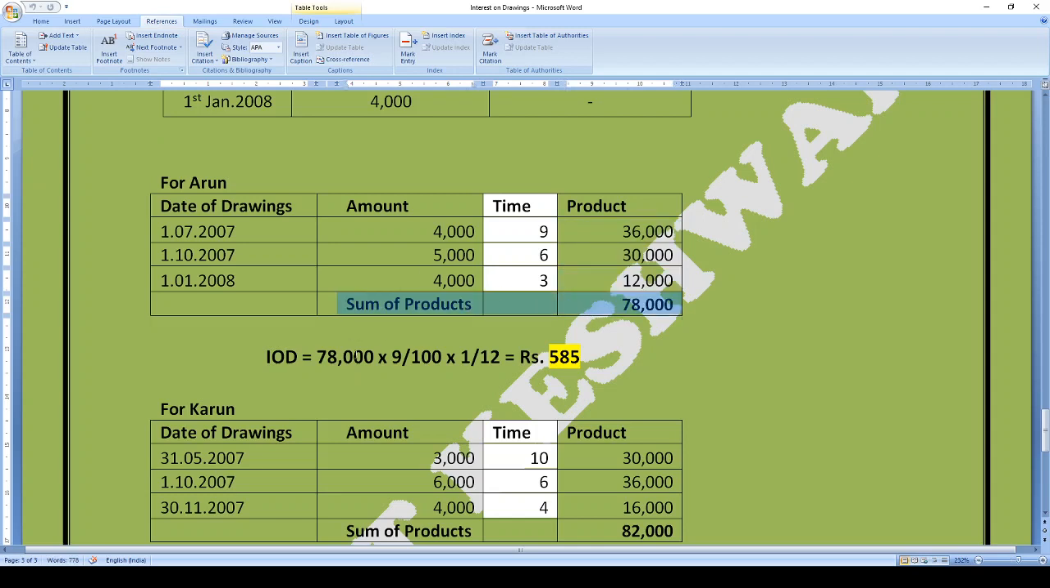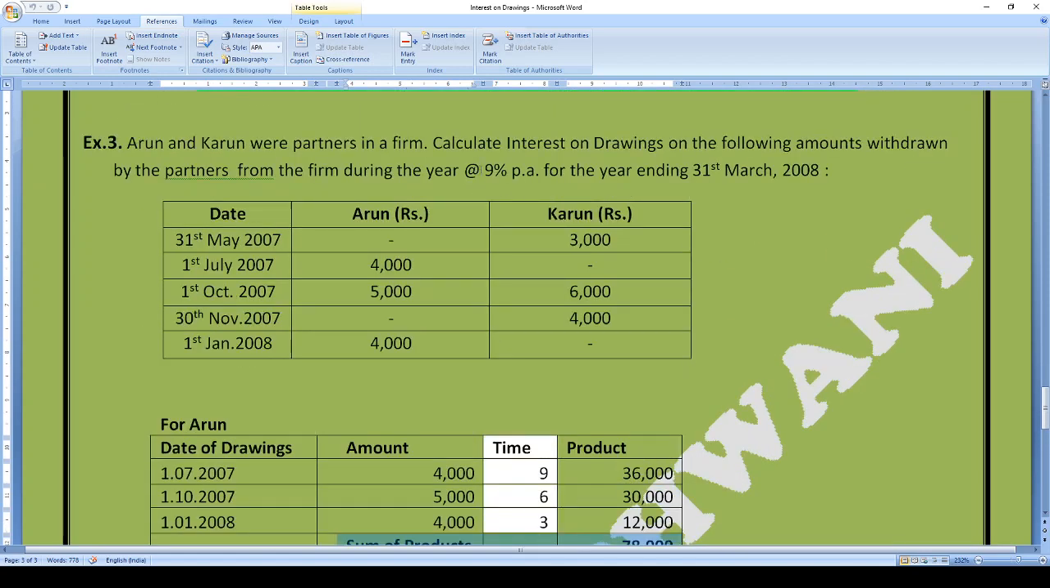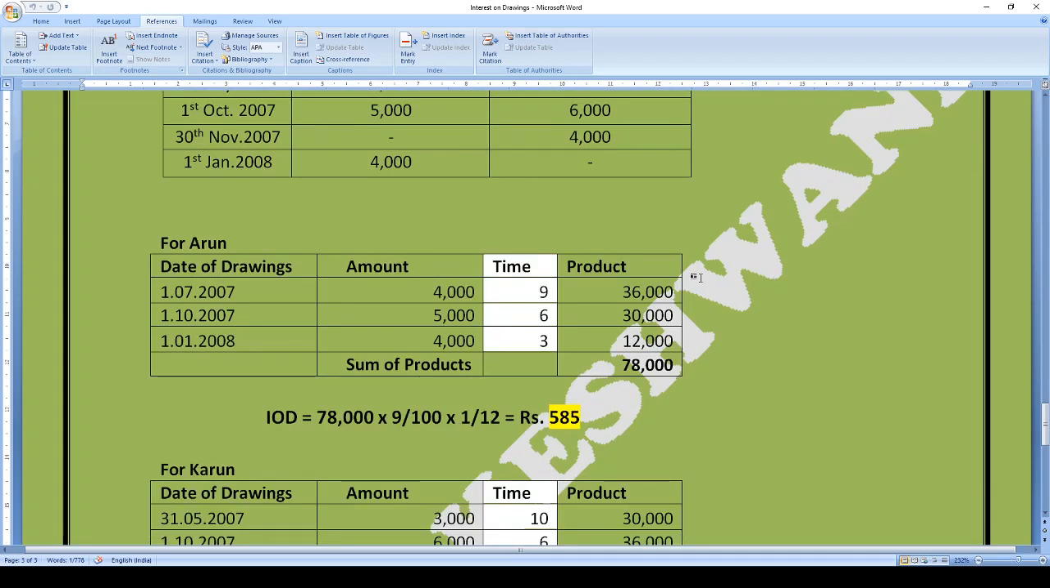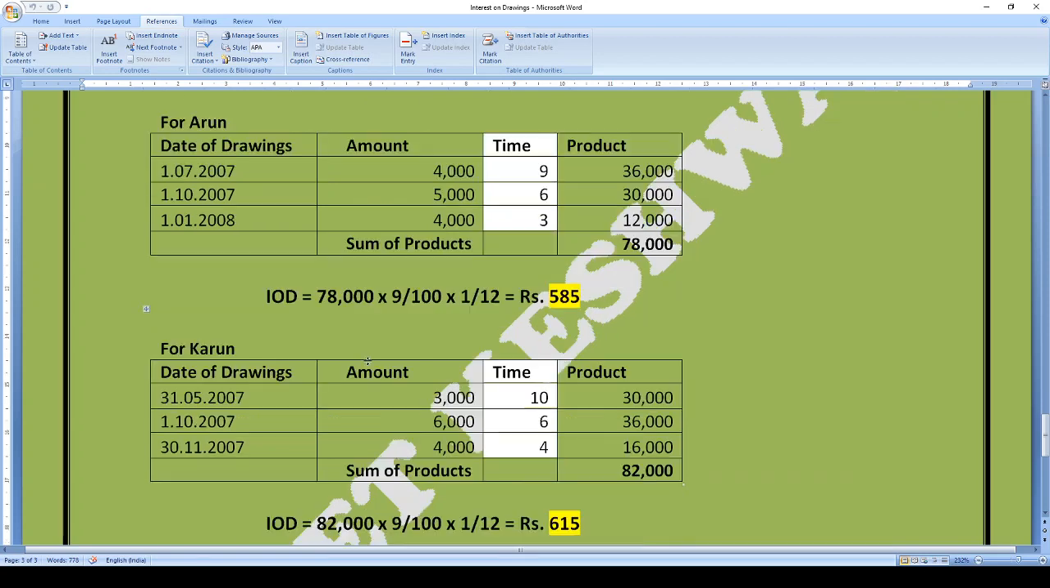You have to put these values into the formula. What was the rate of interest? The rate of interest was clearly defined to you. That was 9% per annum. And what was the formula? Sum of product multiplied by rate upon 100 into 1 by 12. So what is the sum of product for Arun? It is 78,000 into 9 by 100, that is rate, into 1 by 12. You have got 585 as interest on drawing for Arun.